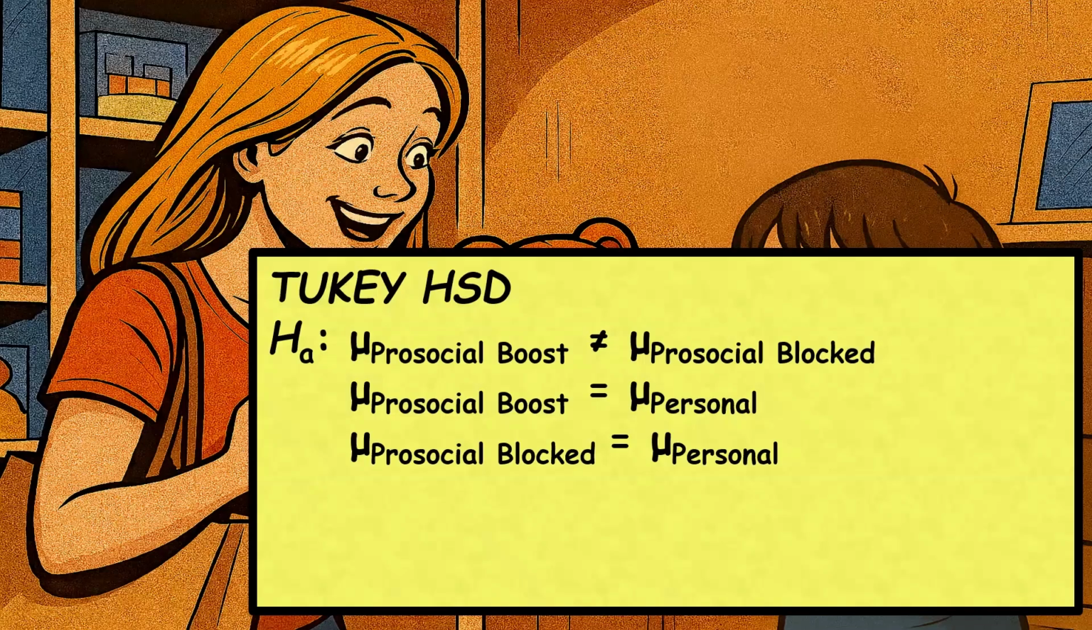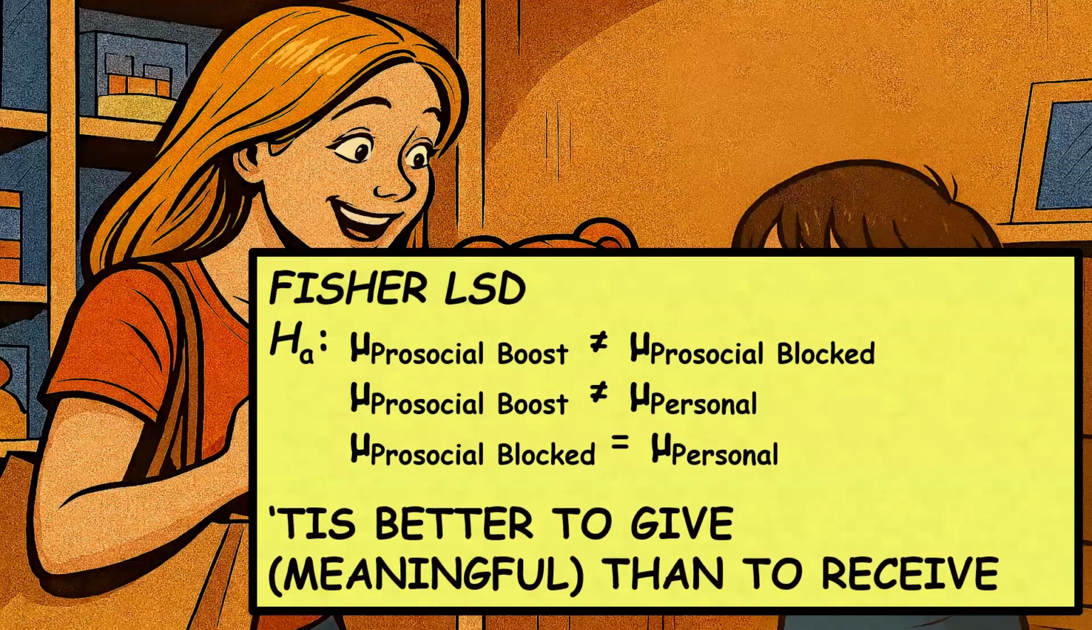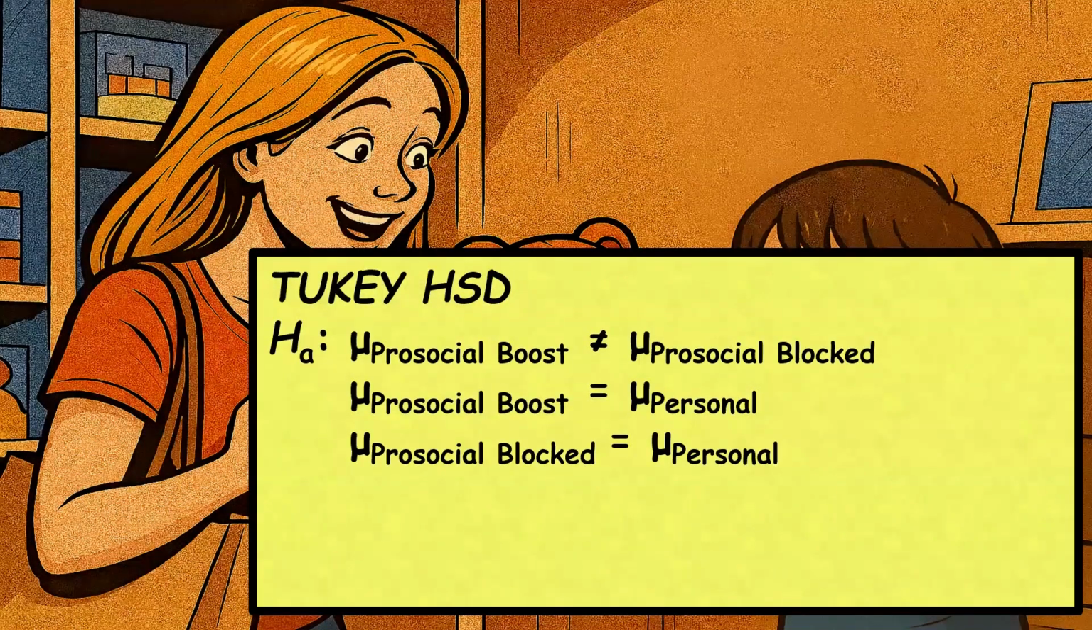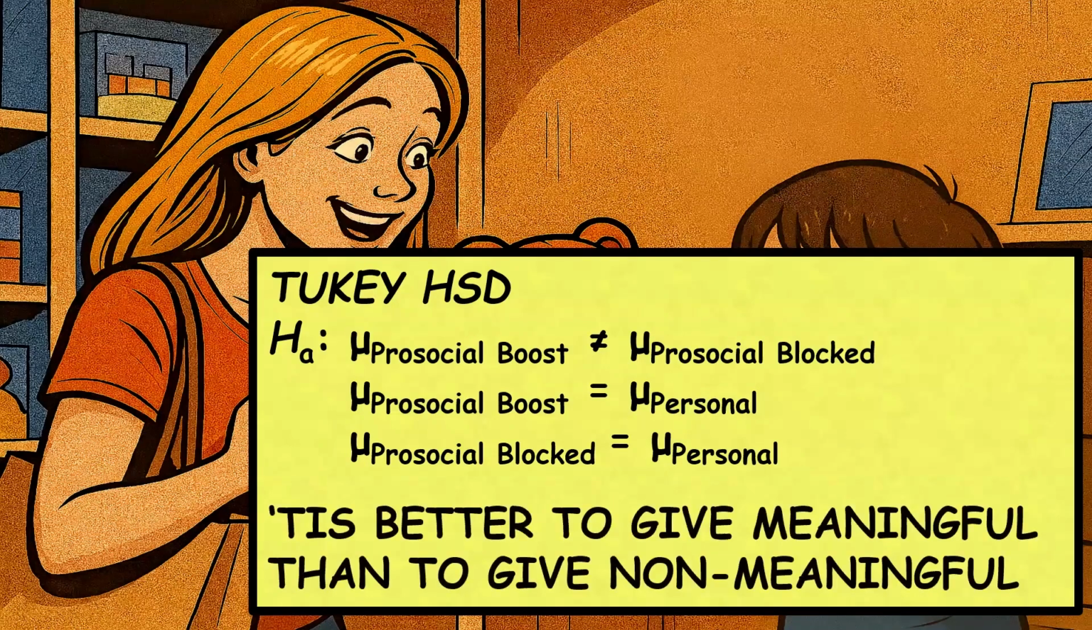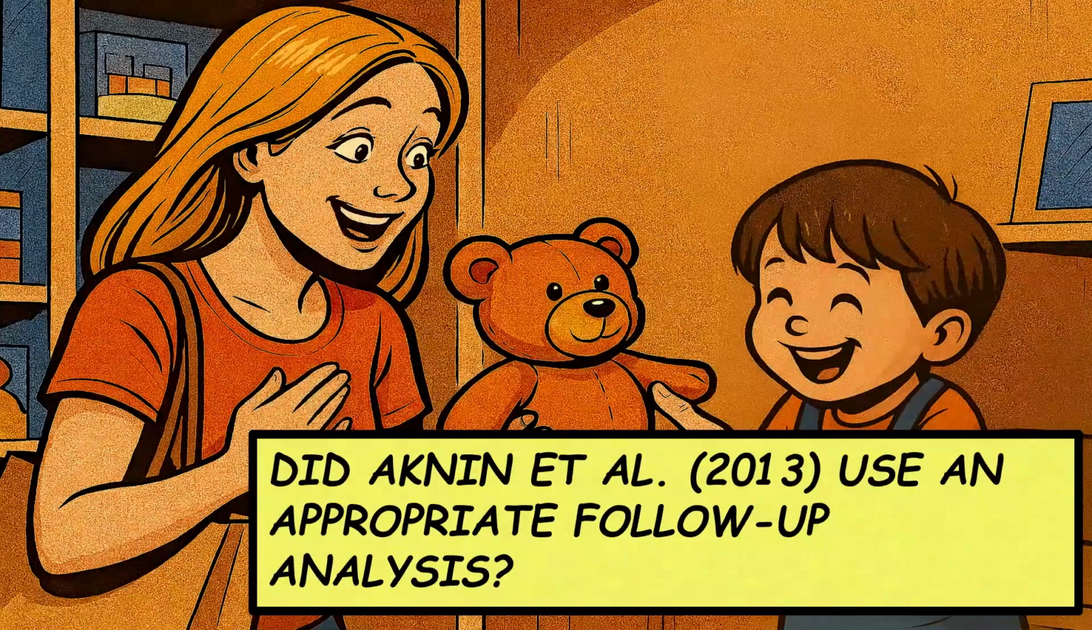On the other hand, it might be the case that prosocial boost and personal are really the same, in which case Fisher's least significant difference was a little too liberal, and Tukey's honestly significant difference was more conservative. So it's impossible to say which one they should have used, but it is instructive to take a look at the differences between the two, and that the two of them actually did give different stories. And again, how a researcher might go about making this decision.